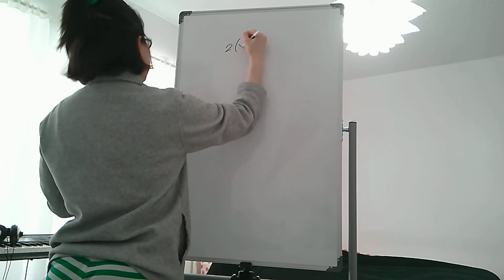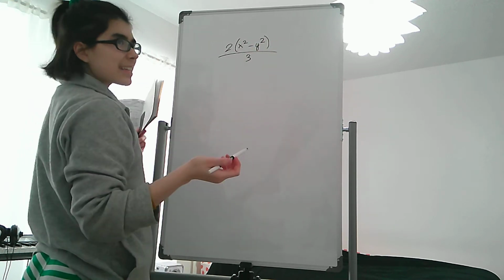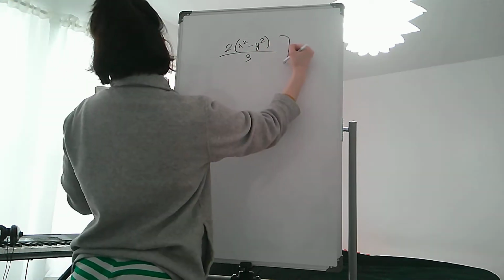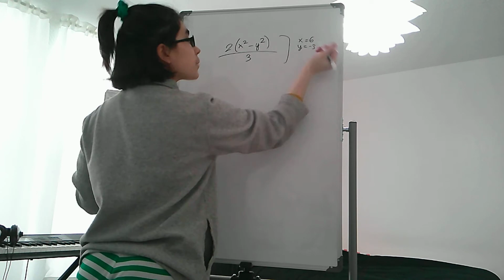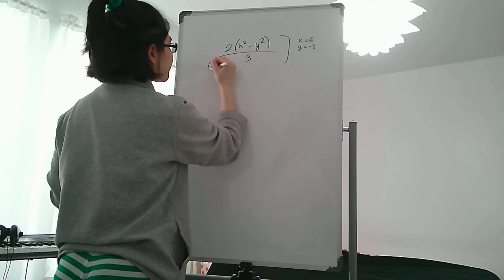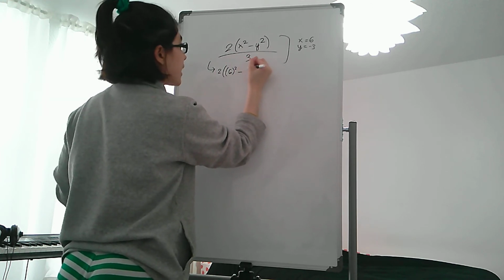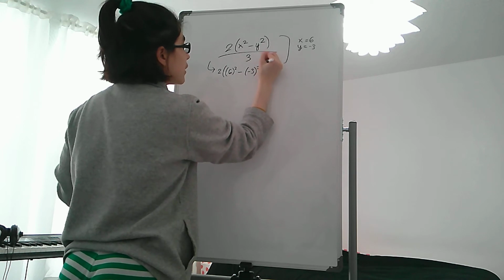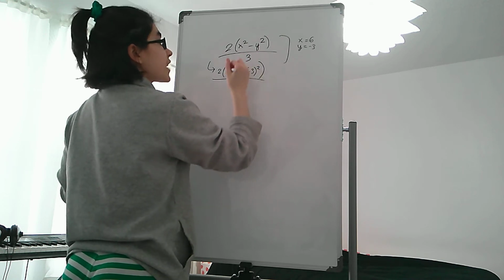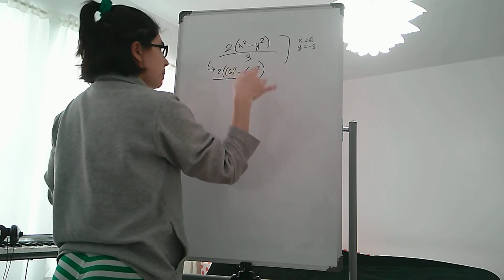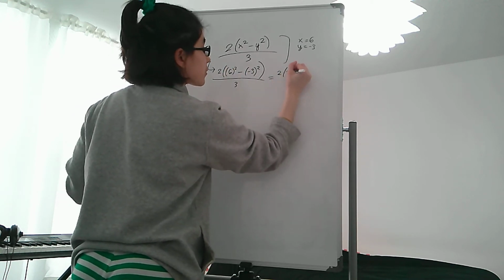2 times the quantity x squared minus y squared all over 3. Yeah, that kind of looks like a little bit of a monster, doesn't it? But x equals 6 and y equals -3. Super easy to just put in. So 2 times 6 squared minus -3 squared all over 3. So we're going to simplify the parentheses, and therefore the exponents within them, the powers. 2 times 6 squared is 36.